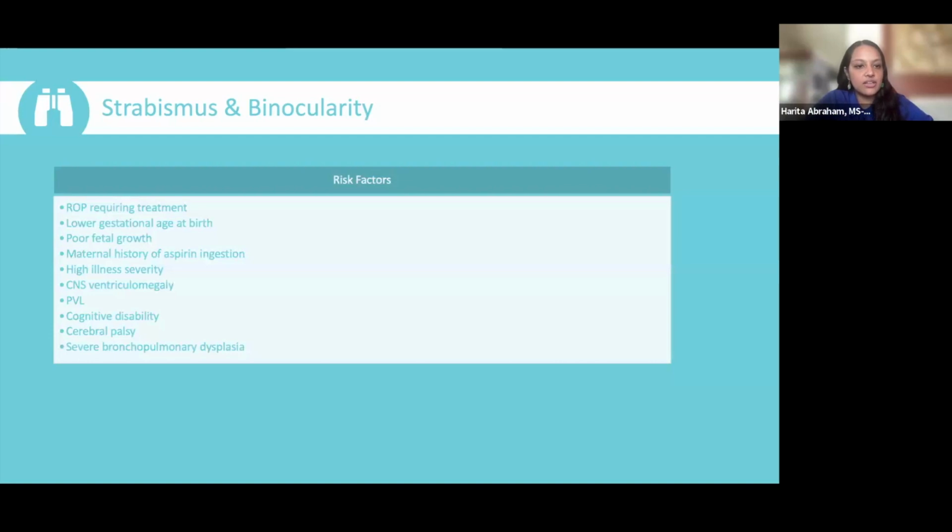These are some risk factors. A lot of these things are just common things that normal OB-GYNs and family med doctors are looking at when a baby is born preterm. So a lot of this makes a lot of sense and is very interrelated. So you have poor fetal growth, lower gestational age, poor lung development, cerebral palsy, cognitive disability, and a lot of other things I've already mentioned earlier in this presentation.